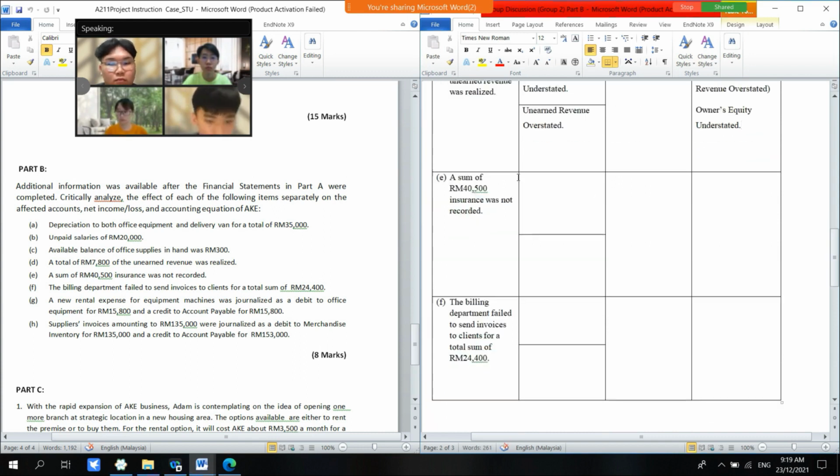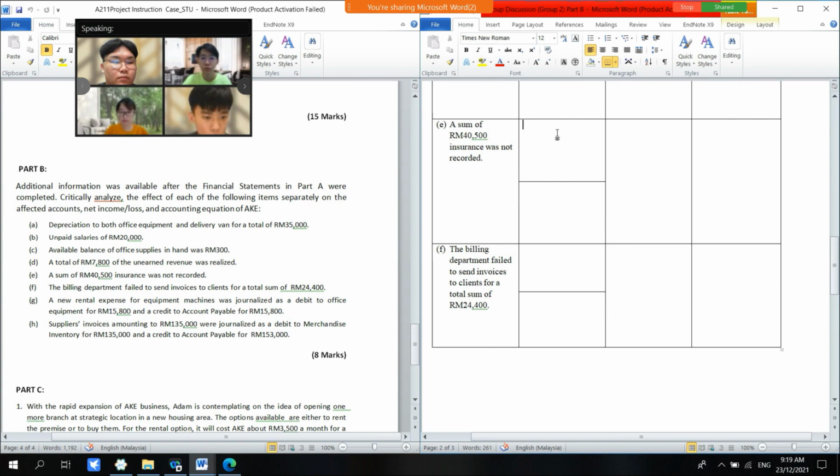Then I will pass to Afrina for the next additional information. For question E, a sum of RM4,500 insurance was not recorded. First, I think expenses is understated. Second, prepaid insurance is also understated.